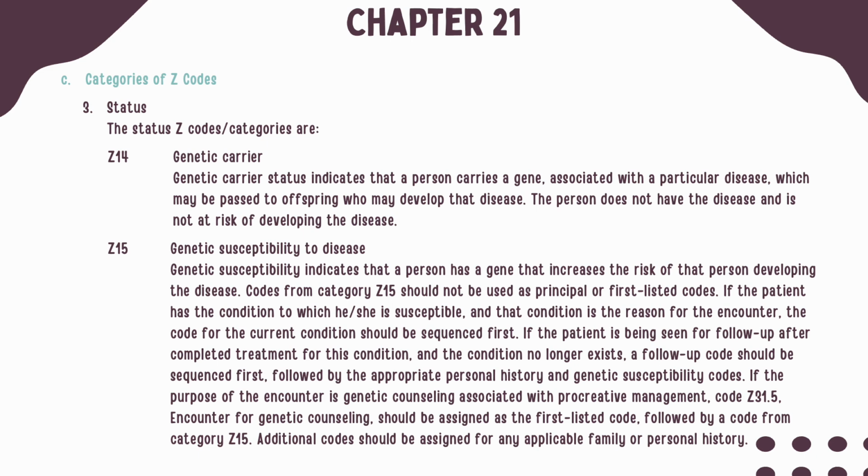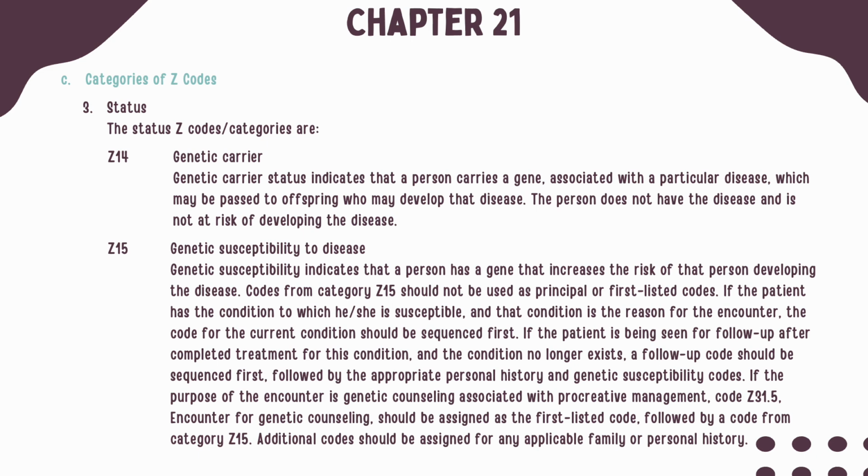Z15 for genetic susceptibility indicates that the person has a gene that increases the risk of that person developing the disease. Codes from category Z15 should never be used as a principal or first listed code. If the patient has a condition that they are susceptible to, and that condition is the reason for the encounter, the code for the current condition should be sequenced first.